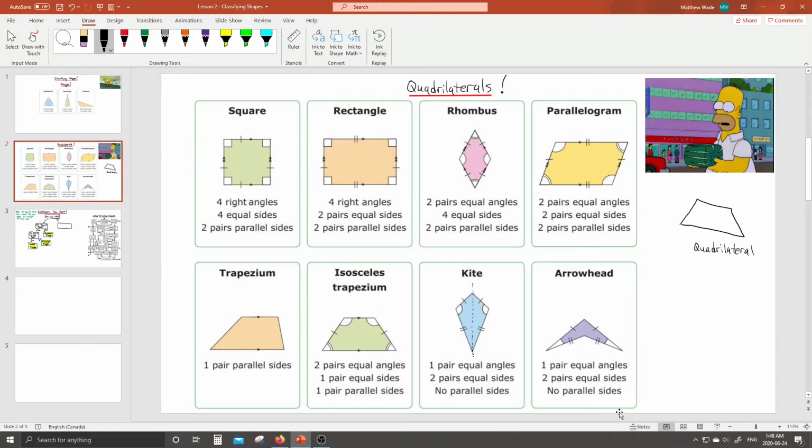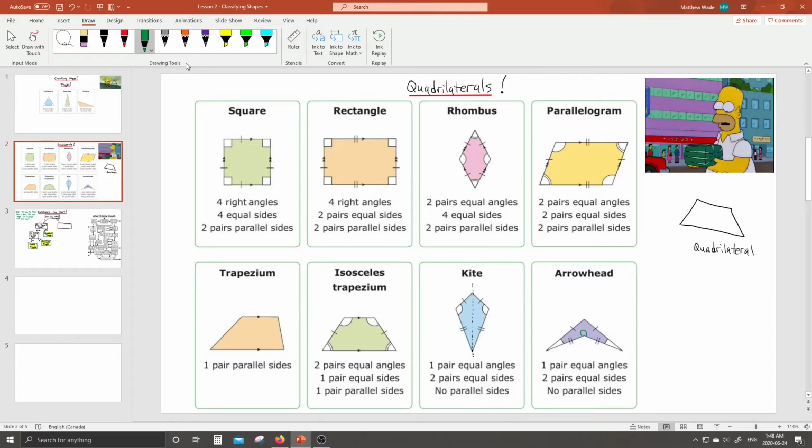The only thing that's funny about it, it's kind of like a kite, but the way that I think of it myself is it actually has a reflex angle in it. It's the only one that's got an angle bigger than 180 degrees inside the shape, and that gives away that it's an arrowhead. Also, because it looks like an arrowhead, that's another way that gives it away.